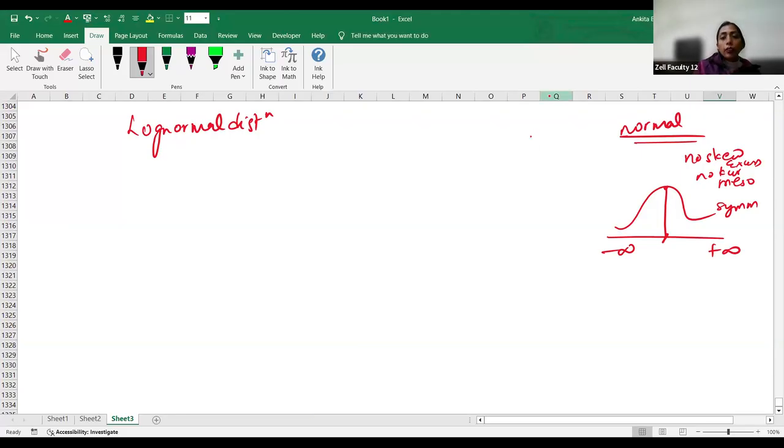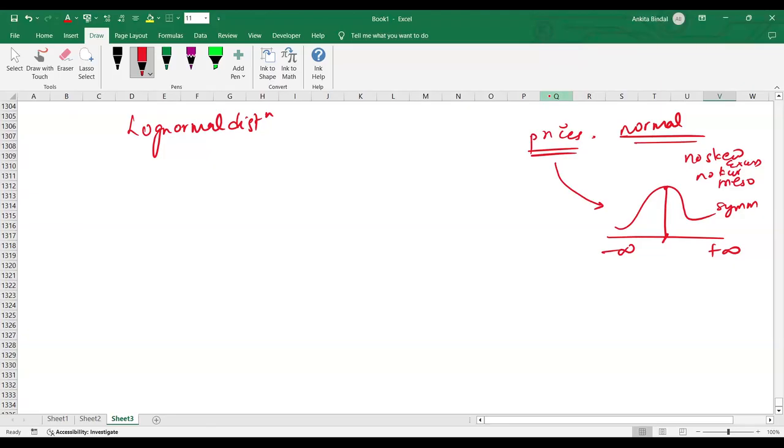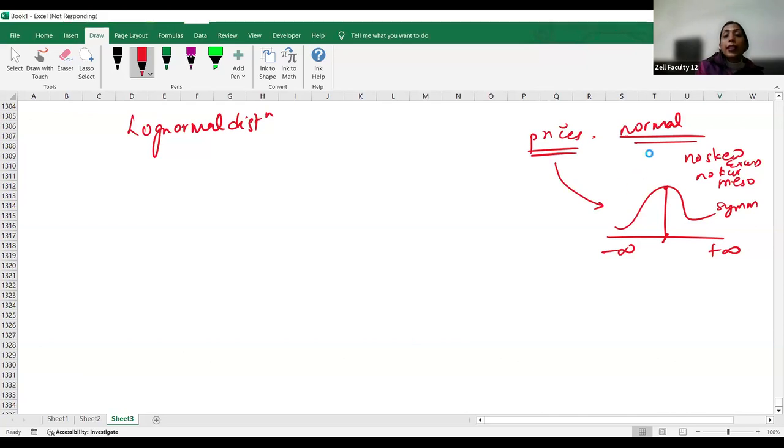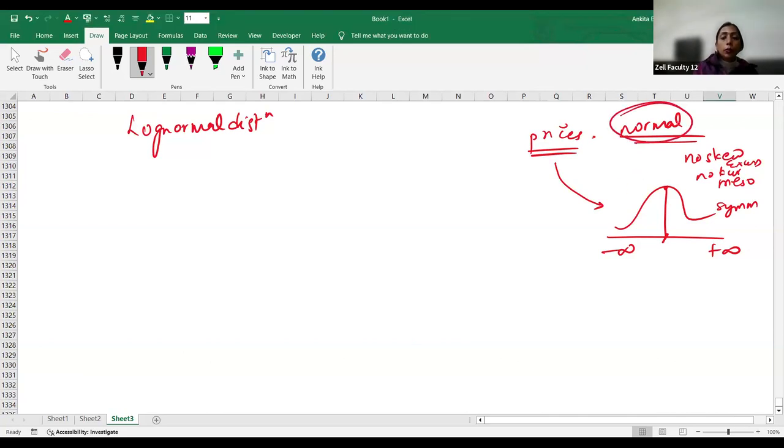If I model out the prices of a stock, can I model the prices of a stock through a normal distribution? Yes or no? Can I model the prices of the stock? Ma'am, the stock price is always random, so it is not symmetric. Yeah, that is correct. But I am saying that although they are random, can I plot them to a normal distribution? Yes, we can take a value and we can plot.